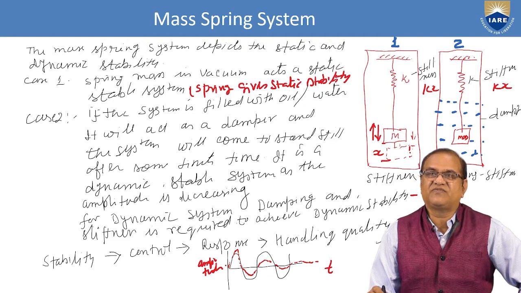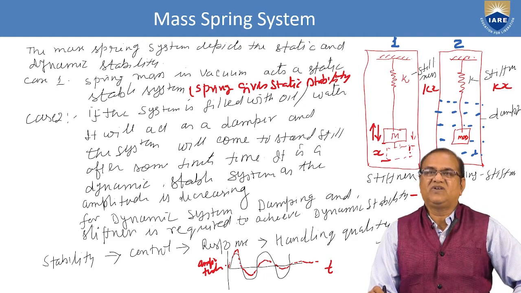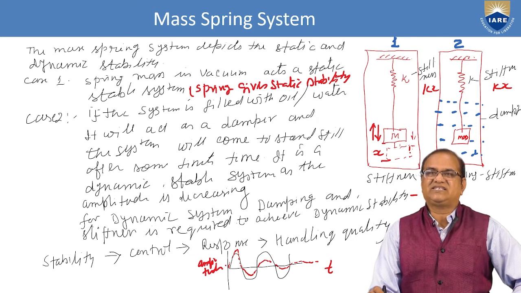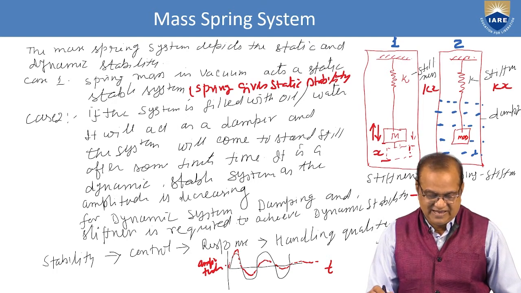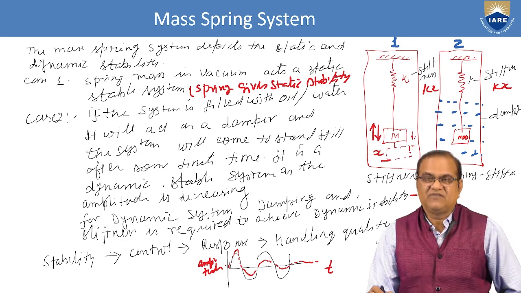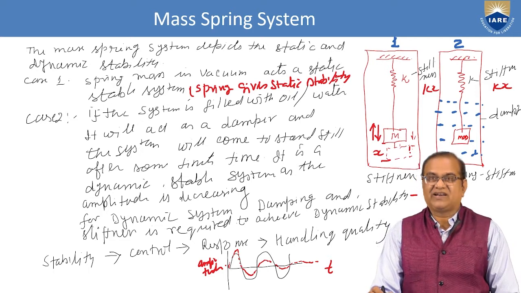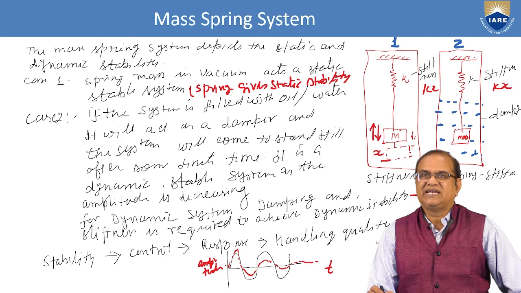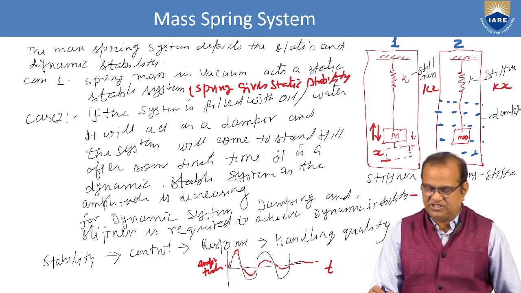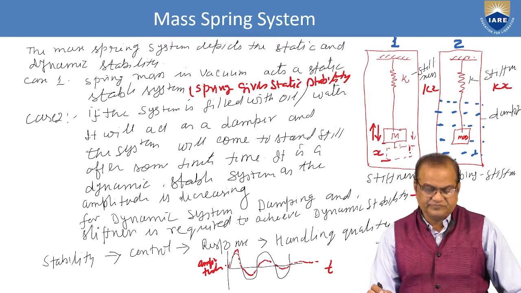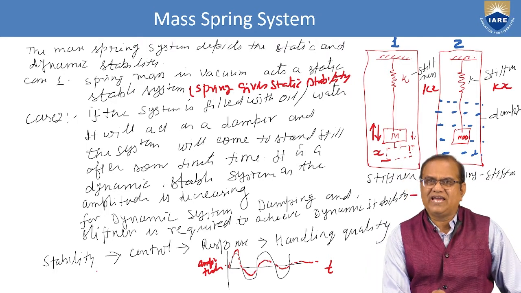If the system is filled with oil or water, it will act as a damper and the system will come to a standstill after some finite time. It is a dynamically stable system as the amplitude is reducing with respect to time. For a dynamic system, this damping and stiffness are required to achieve system stability. So we can go like this.